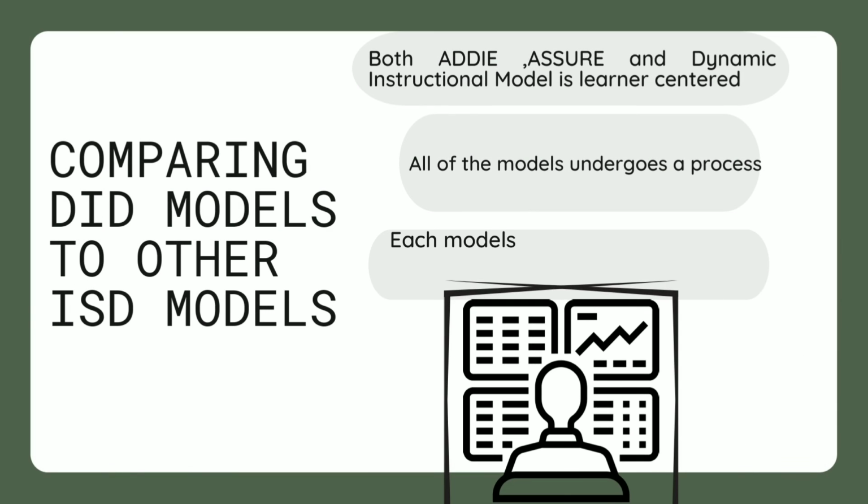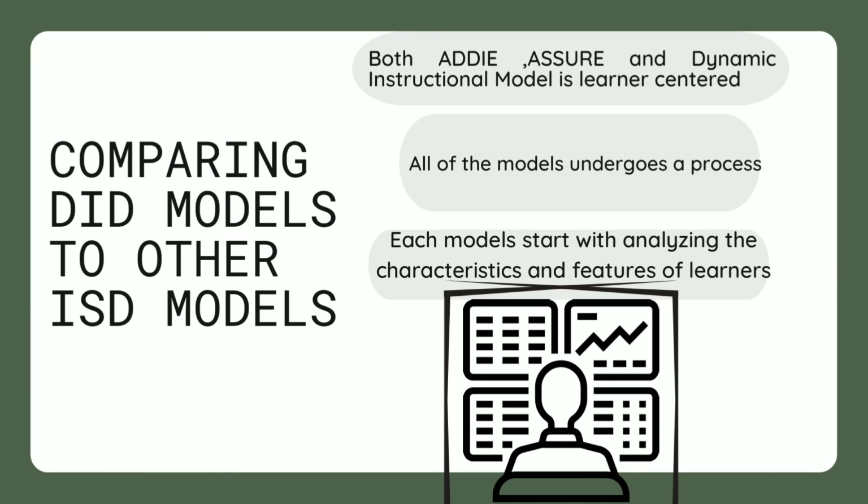Each model starts with analyzing the characteristics and features of learners. This is important and essential as most people learn in different ways, known as learning preferences. What suits one learner might not suit another. Some students require adjustments and allowances for their particular needs.